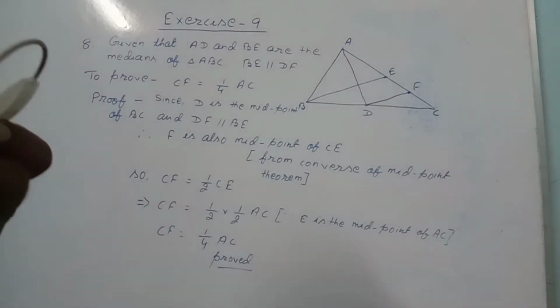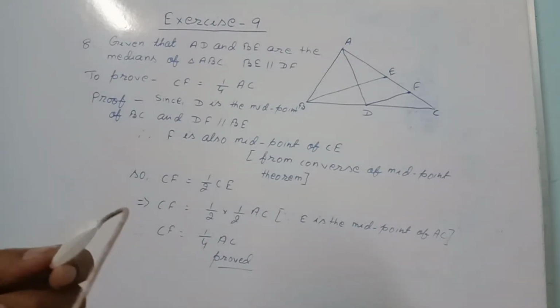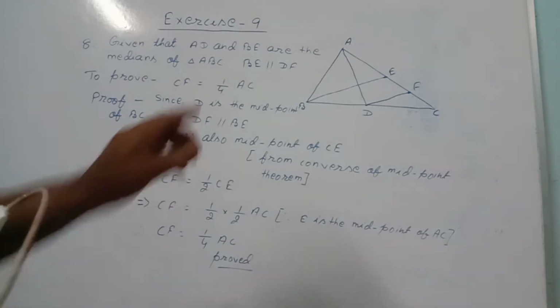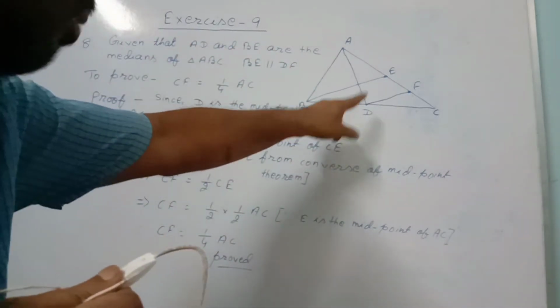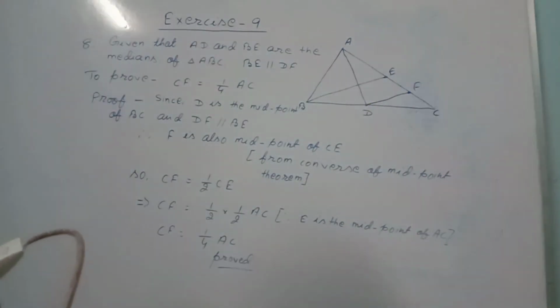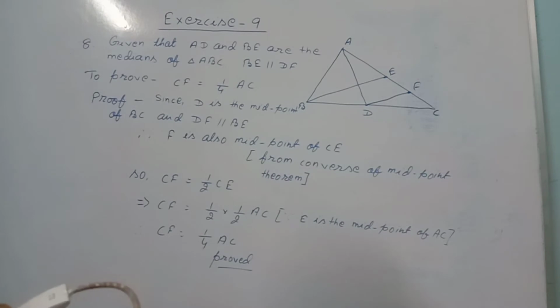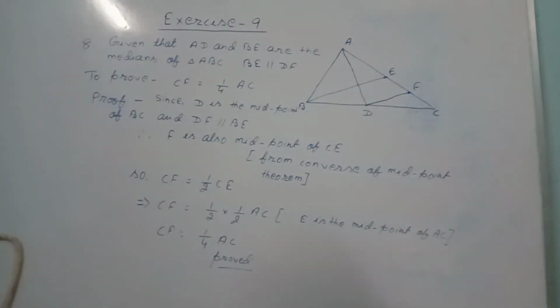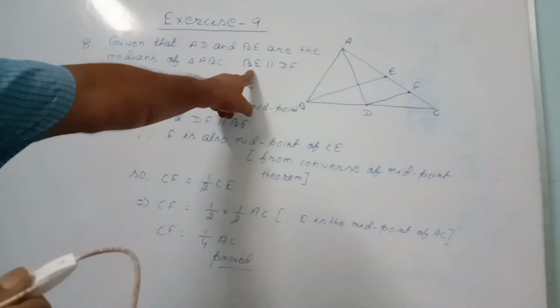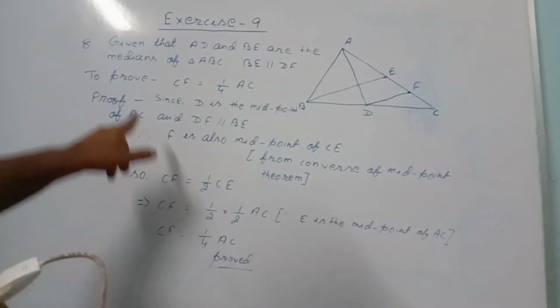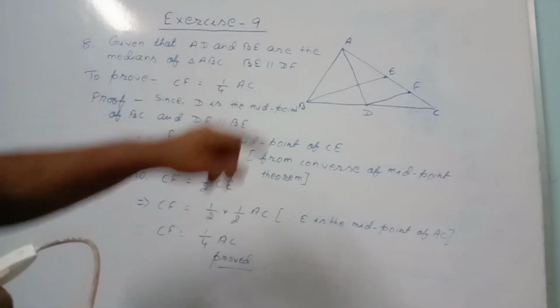In question number 8, this figure is given. ABC is any triangle in which AD and BE are medians. So a median bisects the side. So D is the midpoint of BC and E is the midpoint of AC. One more thing is given, that BE is parallel to DF, and we are asked to prove CF equal to 1 by 4 AC.